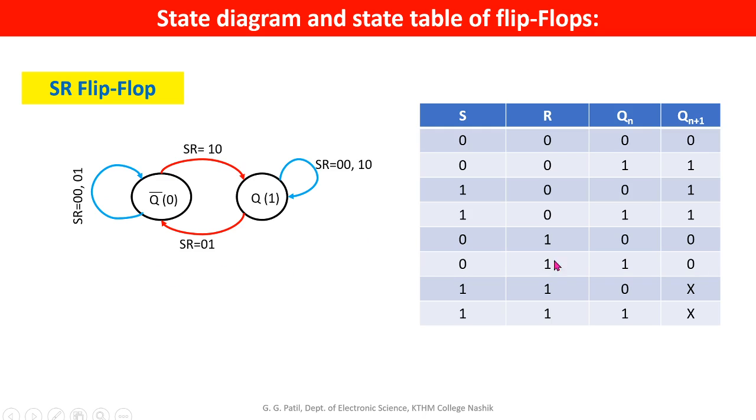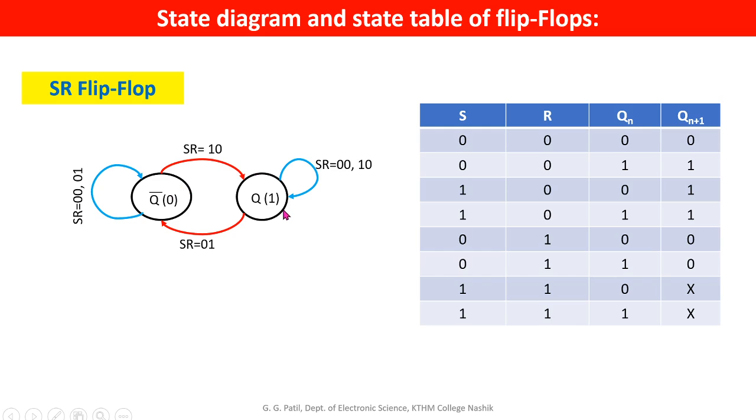Again, in the SR flip-flop, there are two possible output states, either 0 or 1. Now, we consider present state output 0, and if the input is 0 0, the next state is again 0. If the input is 0 1, again it maintains the same condition. If the SR input is 1 0, it goes to the next state because it sets the flip-flop, and 1 1 is not allowed, so it is not taken here.